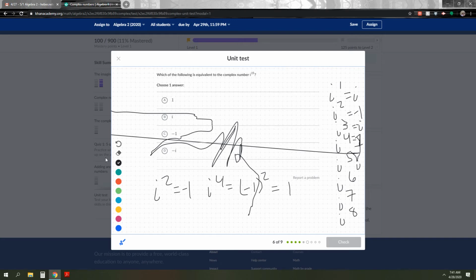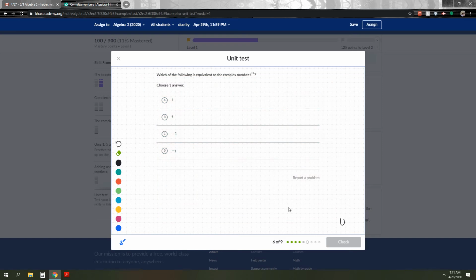You know what, let's delete everything and start this over. Okay, we have i to the 1, i squared, i cubed, i to the 4th, i to the 5th, i to the 6th, i to the 7th, i to the 8th, i to the 9th, and so on, right?